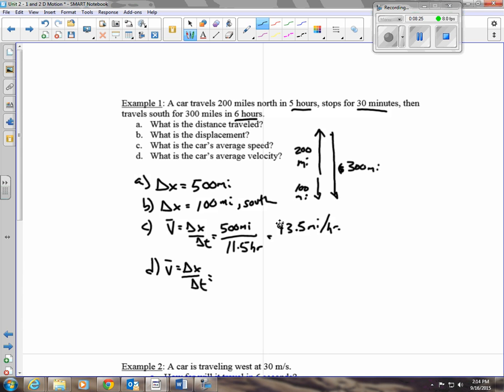Now, if I want to find the average velocity, I'm going to use the same equation. I'm going to use displacement. So the displacement was 100 miles south. Divide that by the 11.5 hours of time, and I will get 8.7 miles per hour.